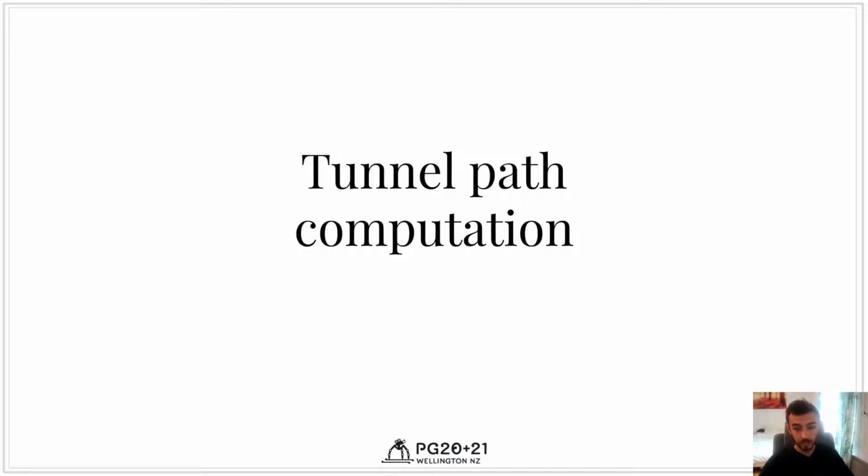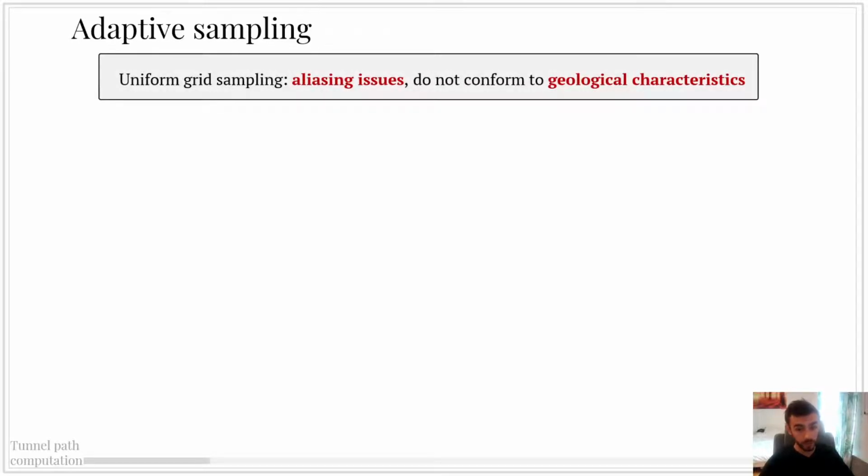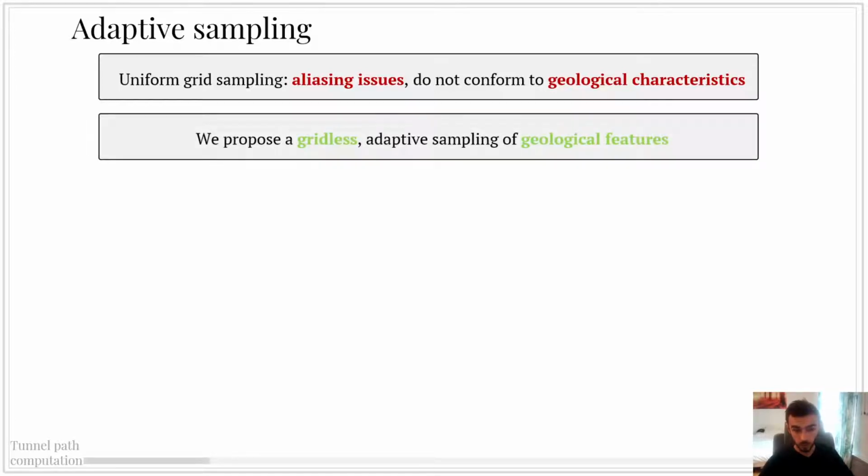Now that you have an idea of our pipeline, let's see how we compute a path between 2 points. So we aim at solving a discrete version of the continuous anisotropic shortest path problem. So we need to discretize our domain into a finite set of samples. In fact, sampling is a crucial step for approximating our problem. And uniform grid sampling leads to aliasing issues, and you also have no guarantees that the resulting path will follow the geological features. We propose to solve this issue by performing an adaptive sampling of the bedrock according to its geological characteristics.